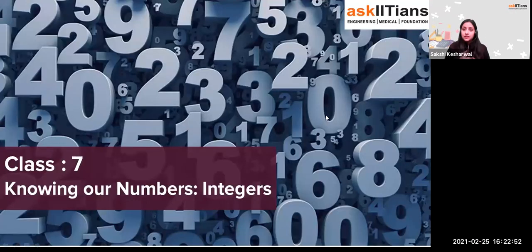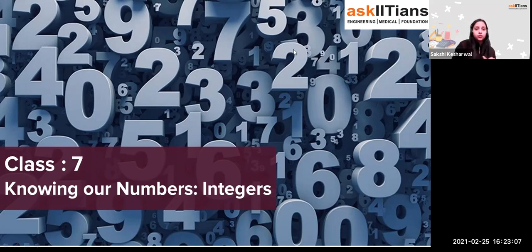We are on the integers, knowing our numbers, that's integers. And you will be learning the second chapter. What will be your second chapter? Fractions and decimals, which you did in your class 6. So the first two chapters are going to be a kind of revision of your class 6, and you'll be learning a little bit of updation over here, right?